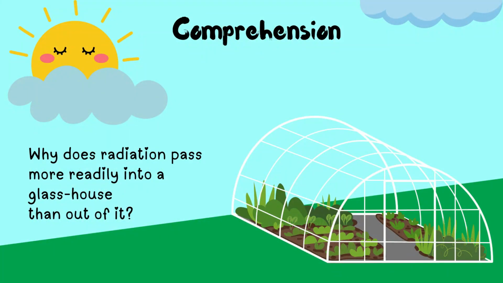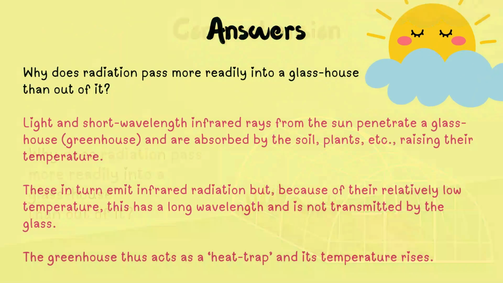Why does radiation pass more readily into a glass house than out of it? Light and short wavelength infrared rays from the sun are able to penetrate a glass house or greenhouse, and they are absorbed by the soil, plants, etc., raising their temperature. These in turn emit infrared radiation, but because of their relatively low temperature, this has a long wavelength and is not transmitted by the glass. The greenhouse thus acts as a heat trap and its temperature rises.